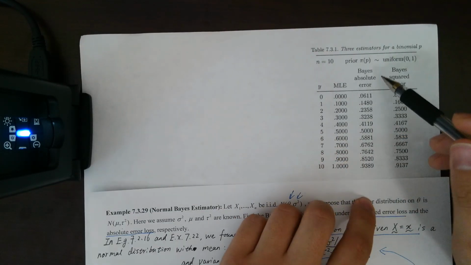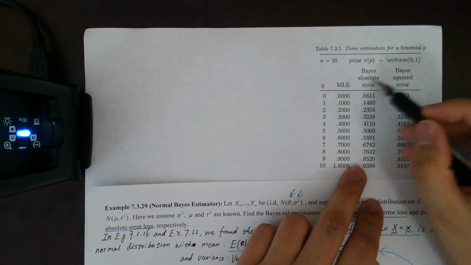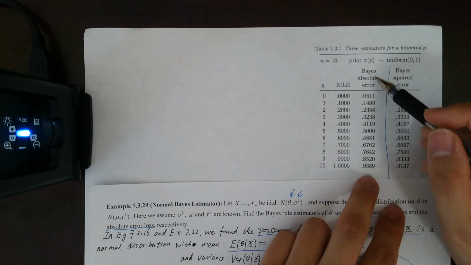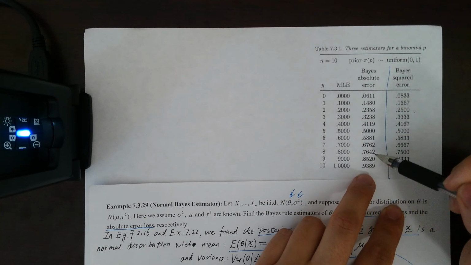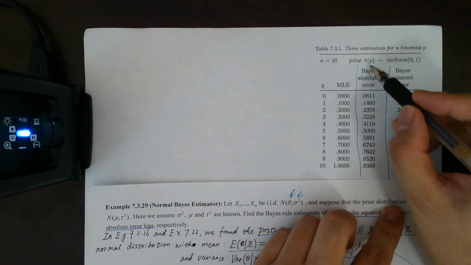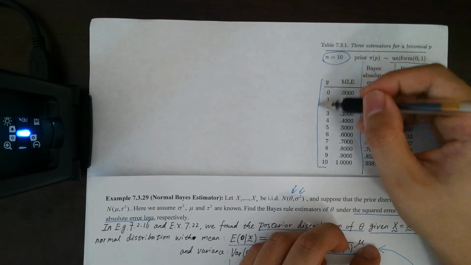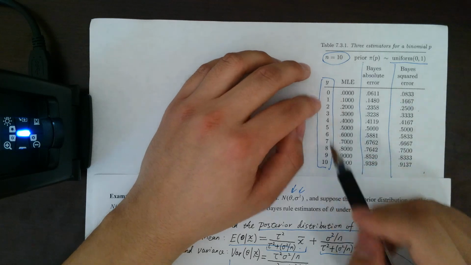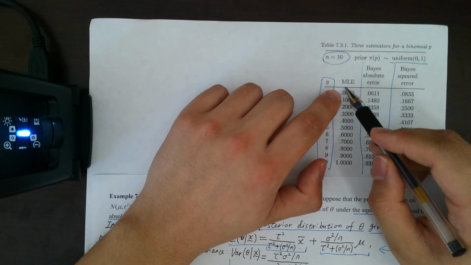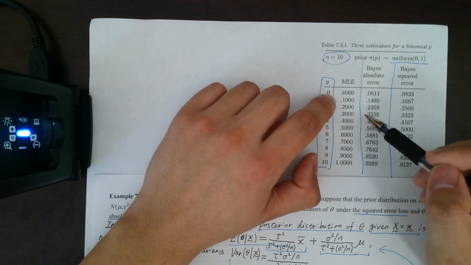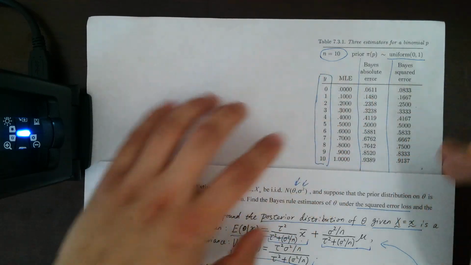And in the last table, we just gave those Bayes rule estimators under both the squared error loss and the absolute error loss. We assume the prior distribution is the uniform distribution and the number of observations is 10, and here are the values of Y. For each specific value of Y, this table lists the maximum likelihood estimator, which is the frequentist point estimator we learned before, the MLE, and also the two Bayes rule estimators we just discussed.